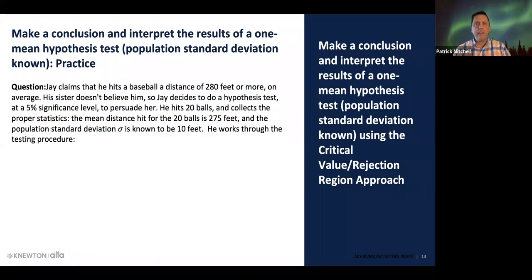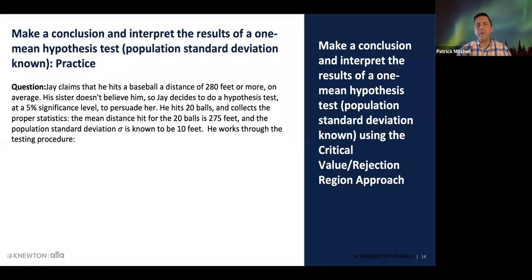All right, so here is our first actual full example of doing a hypothesis test. Jay claims that he hits a baseball distance of 280 feet or more on average. His sister doesn't believe him. So Jay decides to do a hypothesis test at a 5% significance level. He hits 20 balls and collects the proper statistics, which are that the mean distance hit for those 20 balls was 275 feet, and the population standard deviation sigma is known to be 10 feet.